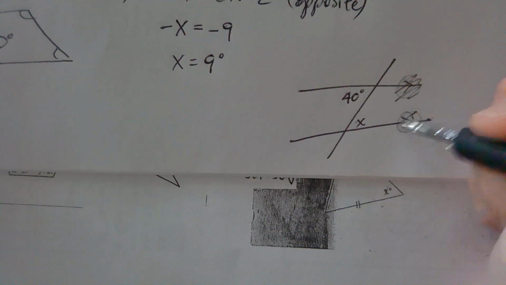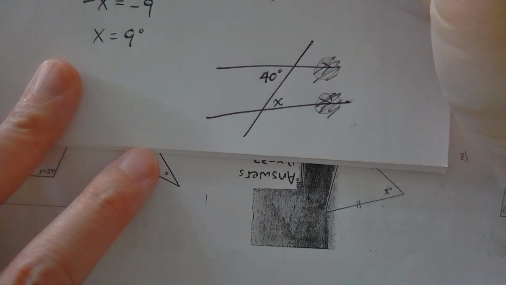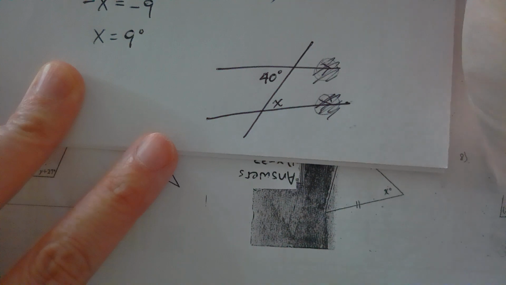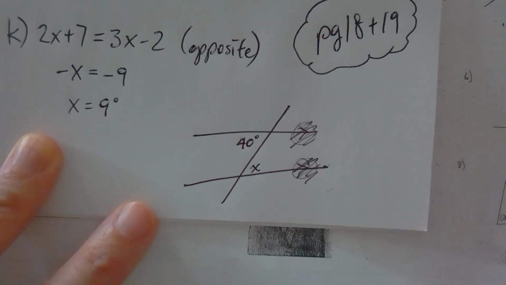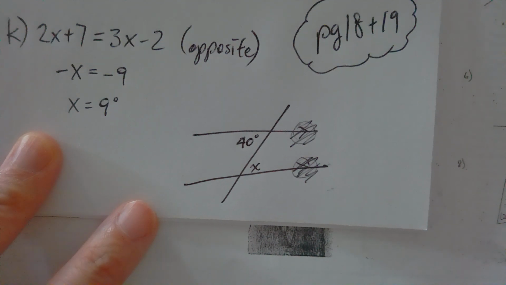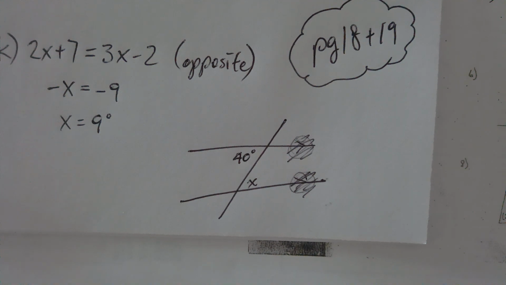Okay? There you go. Homework tonight: page 18 and 19. Page 19 deals with the circles. Some of the circle questions are very hard on page 19, but I want you guys to just try it. Don't stress over it. We'll take up those tomorrow. Not the hard ones. Easy circle questions.